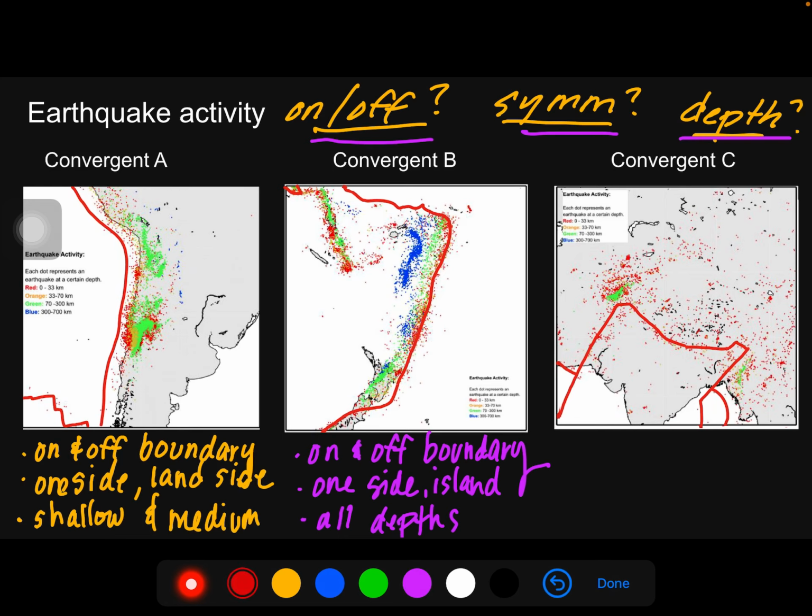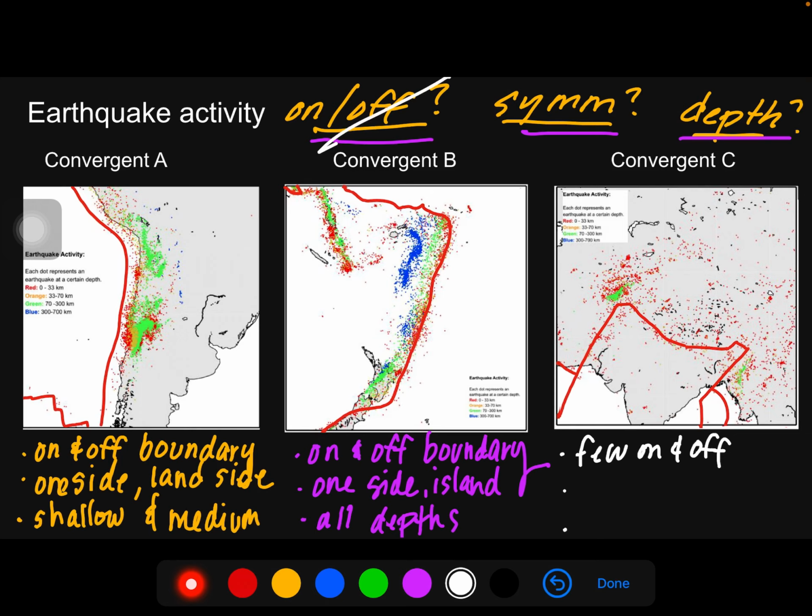Final map for earthquakes, Map C. We see the boundary there. What are we noticing about location? There are a few on as well as a few off. And I'm going to use those words because compared to the other two pictures, it's a very low amount.